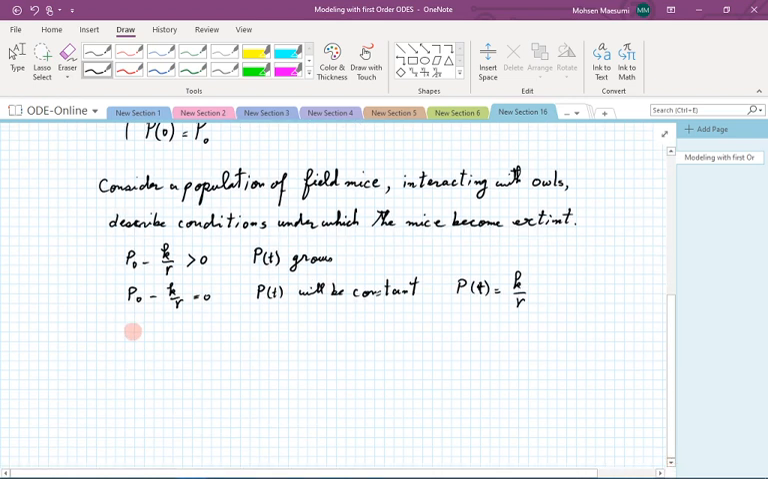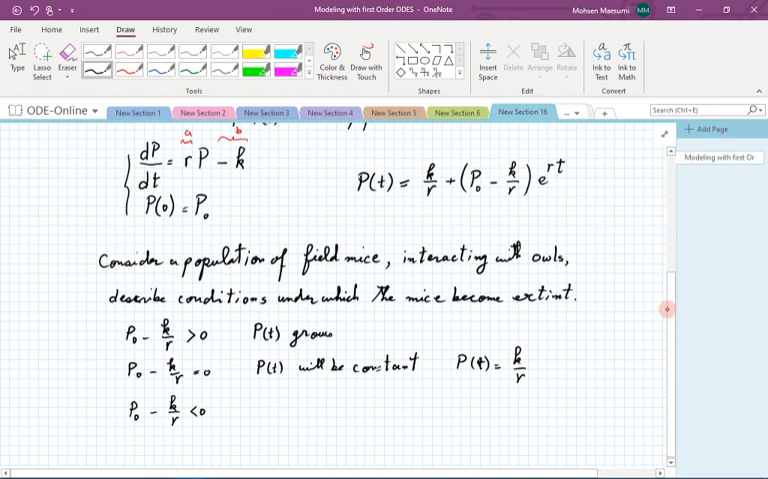The rather headline making situation will be if P0 minus K over R were negative. If it is negative, at some time in the future this is going to become 0. So we set it equal to 0: K over R plus P0 minus K over R times exponential of RT is equal to 0.